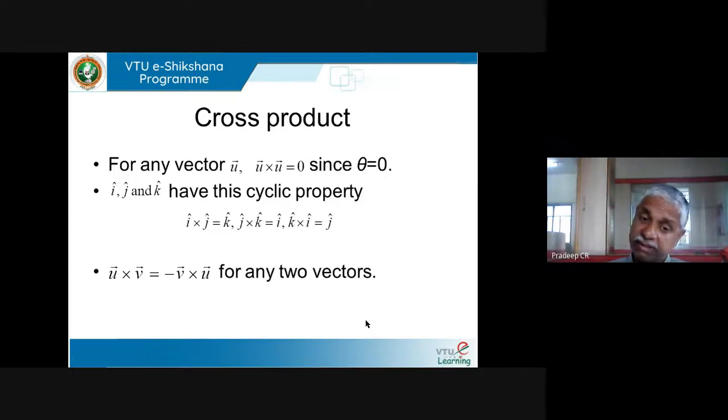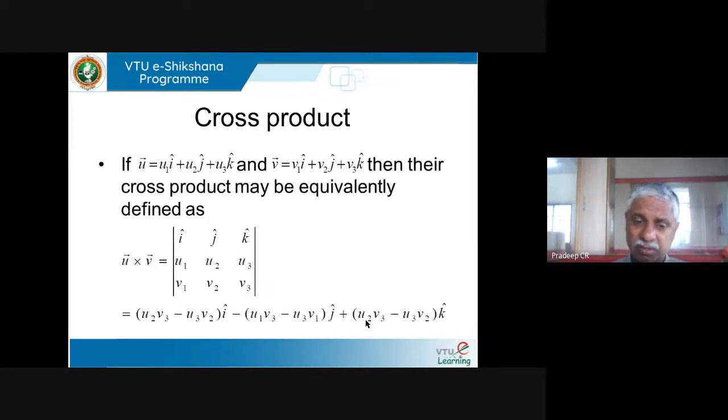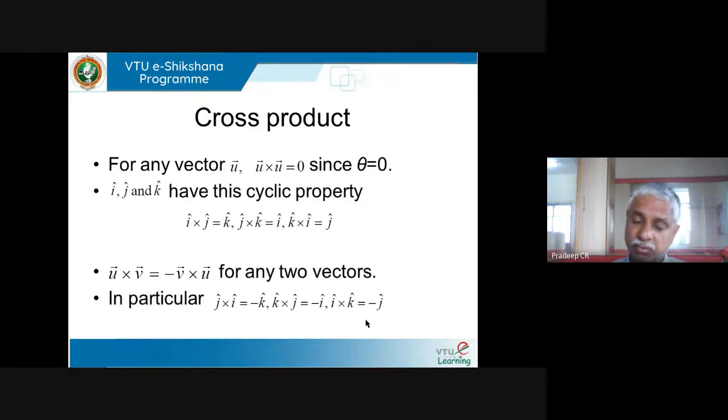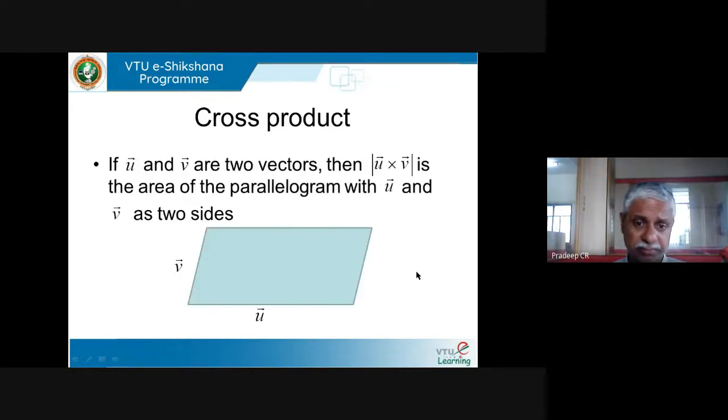And this is a nice thing. U cross v is minus v cross u. It's not really commutative. If you change the order of the product in cross product, then the sign changes. That's easy to see because in this definition, if you change to v cross u, then the second and third rows get interchanged. If you interchange two rows in a determinant, the sign of the determinant changes. So the sign of the determinant has changed. So u cross v is minus v cross u. In particular, j cross i is minus k because i cross j is k. Similarly, k cross j is minus i and i cross k is minus j. These are all things which we'll keep on using.